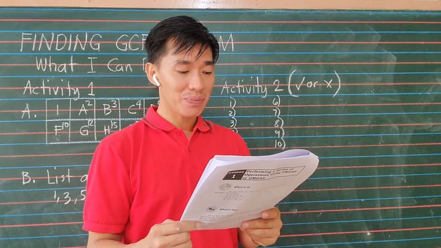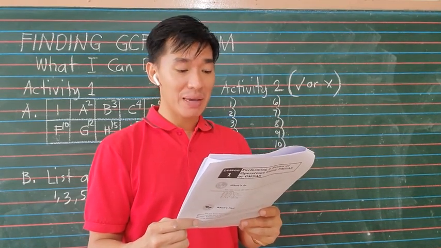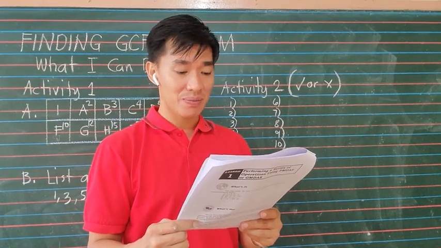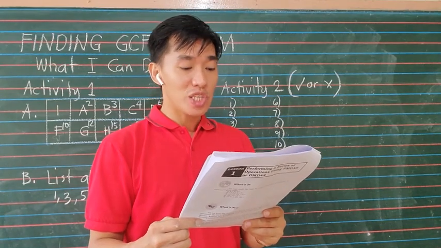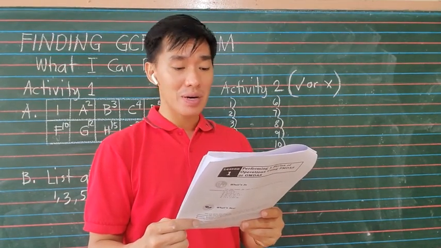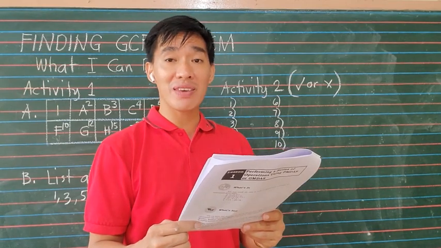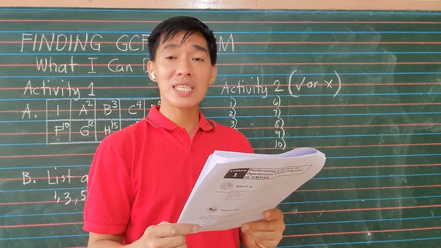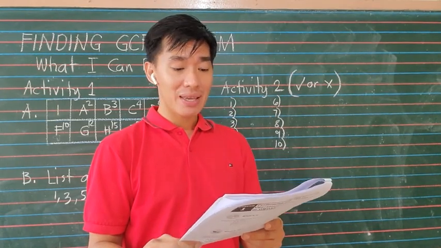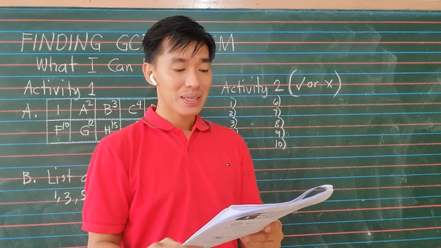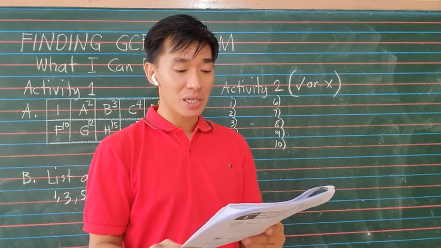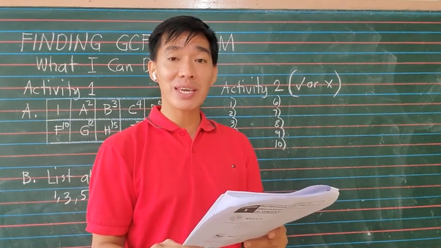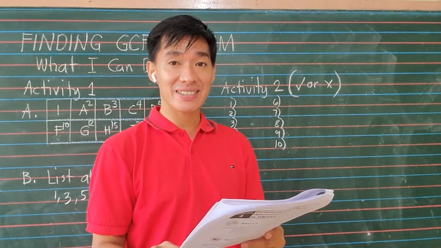Question number 7. GCF is the biggest number that will divide both the given numbers. Question number 8. The GCF of 30 and 24 is 6.